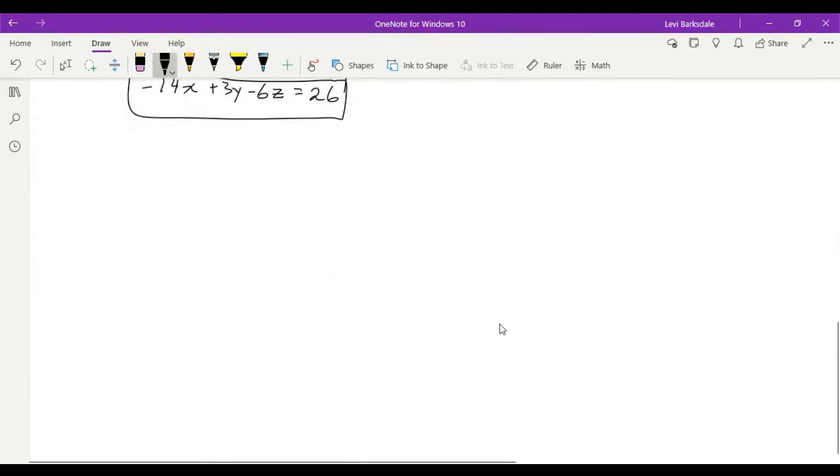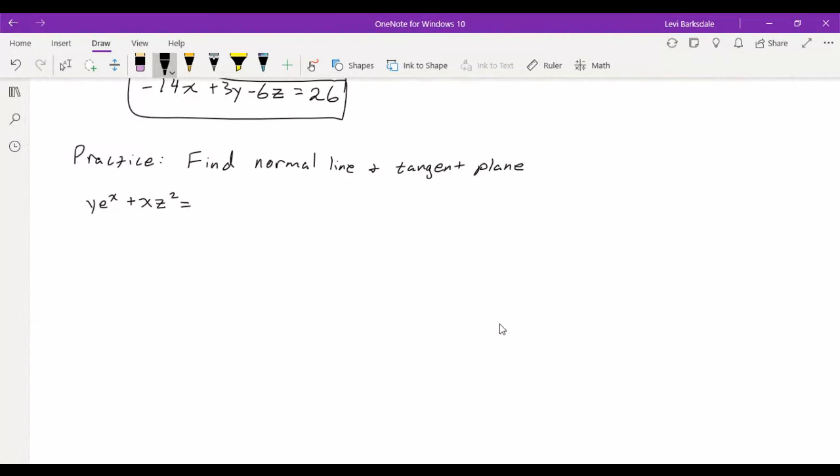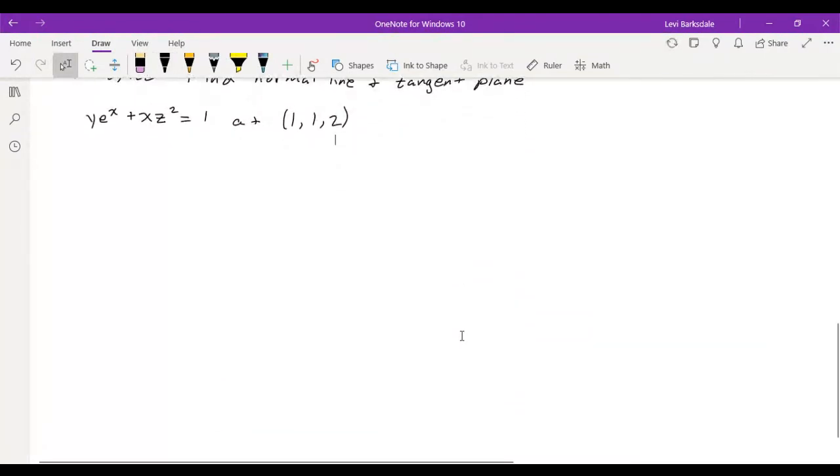Perfect. All right. So go ahead and work out this practice problem. Again, it's going to be the same kind of setup as the previous one. Find a normal line and a tangent plane, given the equation y e to the x plus z squared is equal to 1 at the point (1, 1, 2). And I'll give you a couple of minutes to work that out on your own.